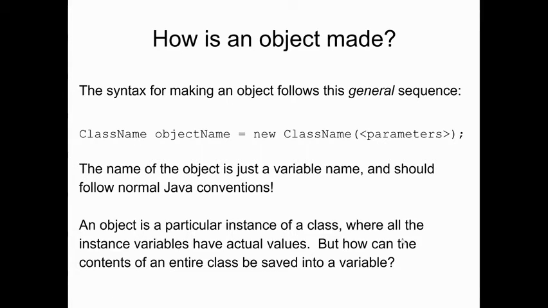So how is an object made? The syntax for making an object follows this general sequence. You write the class name, the object name, equals new class name, parentheses, some parameters. The name of the object is just a variable name. This would be a variable name and should follow normal Java naming conventions. An object is a particular instance of a class where all the instance variables have actual values. But how can the content of an entire class be saved into a variable?